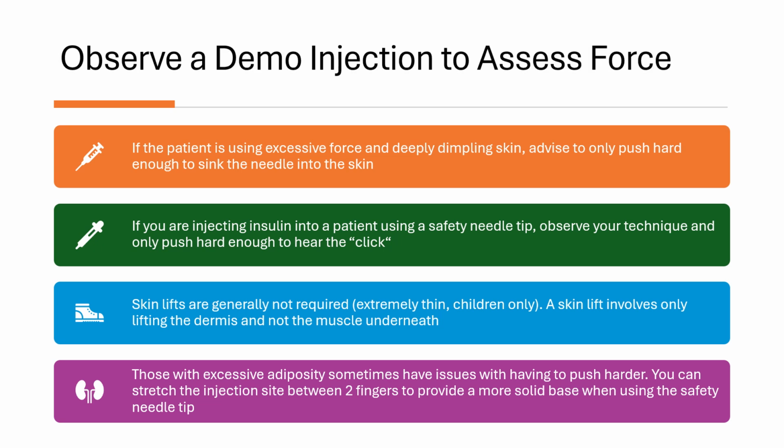So it's good to assess ourselves and assess the patient if they're self-injecting on how deeply they're going in. So if the patient uses excessive force, and they're deeply dimpling the skin, or you are as a nurse, we need to make sure that it's not going intramuscularly. And that's the premise behind the shorter needle, is that the longer needle you have, and then you push harder, you can actually get into intramuscular spaces there, and they still have lots of weight on them that you wouldn't think that you're going into IM. If you're injecting the insulin into a patient using a safety needle tip, make sure that you only push hard enough to hear the click.